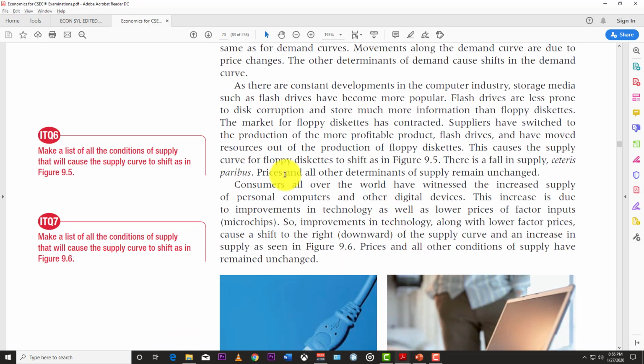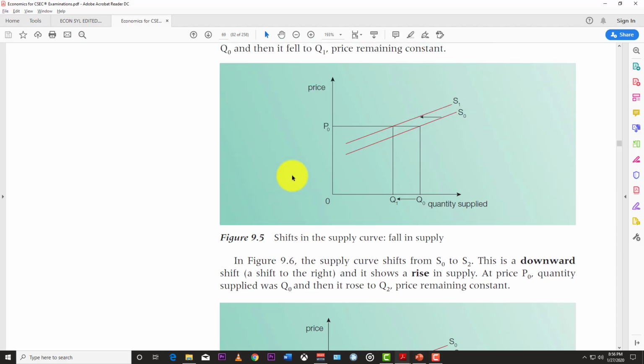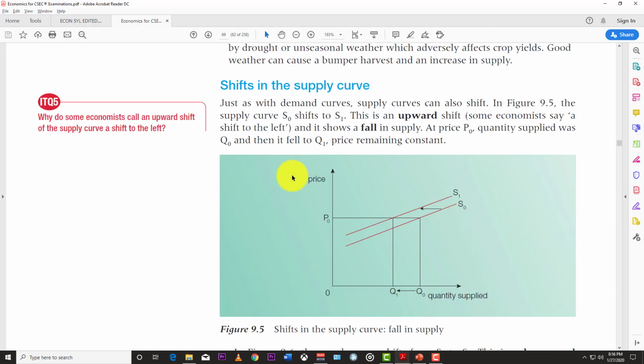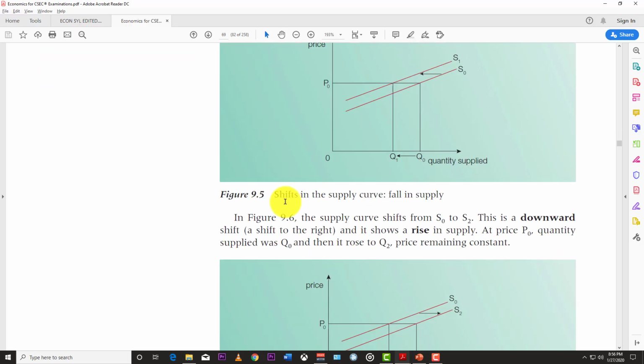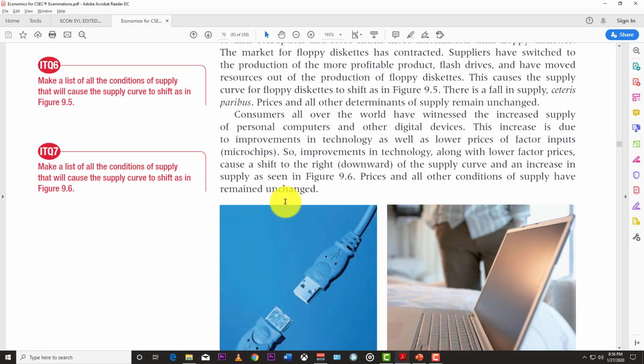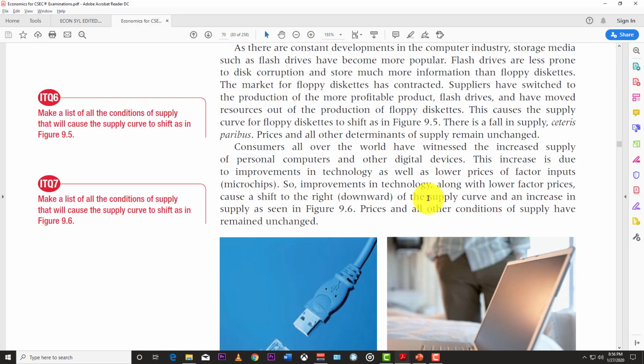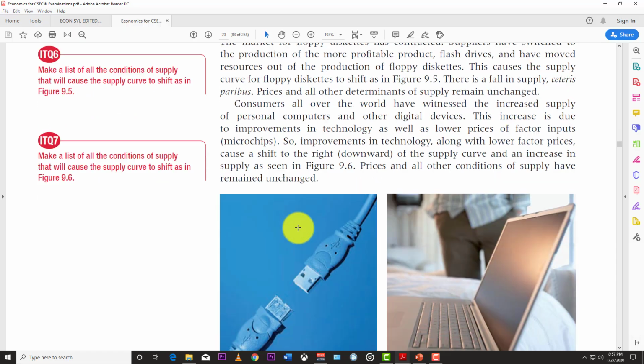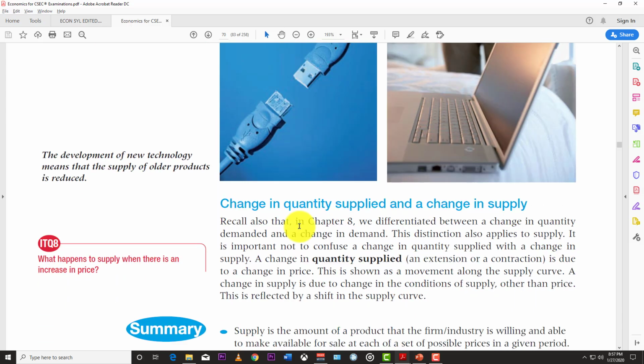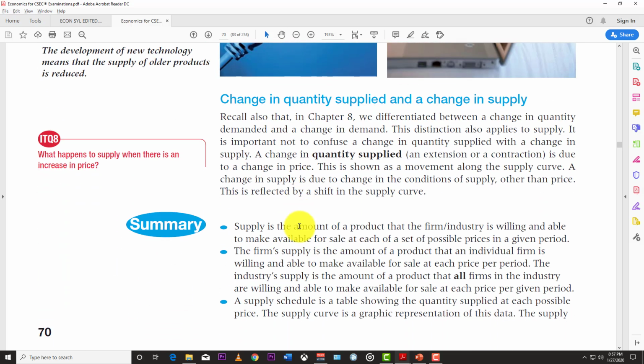So here the textbook outlines a few scenarios in which a shift in the supply curve occurs. They looked at technology and some other things. If you get a chance, you can read the examples that they show. For example, improvements in technology allow lower factor prices, causing a shift to the right or downward of the supply curve, and an increase in supply, as seen in figure 9.6. So the textbook gives a nice outline of some of these.